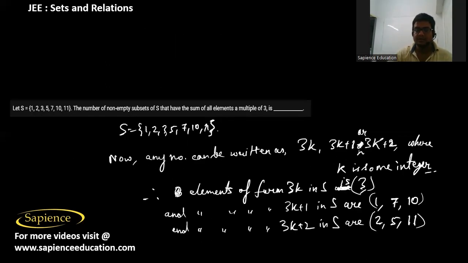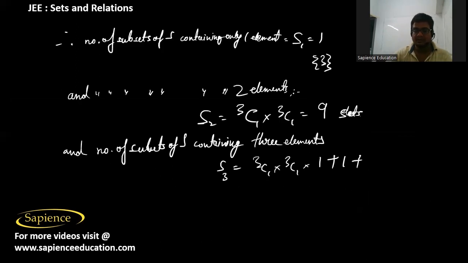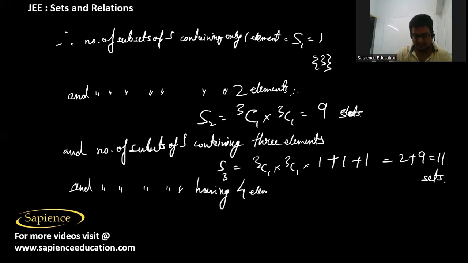And from here also we can choose all the 3 elements, 2, 5 and 11. Then also the sum will be a multiple of 3. So that will be in one way. So that will be 1 plus 1, 2 plus 9, that is 11 subsets of S containing 3 elements, and then the number of subsets of S having 4 elements, that will be S4.